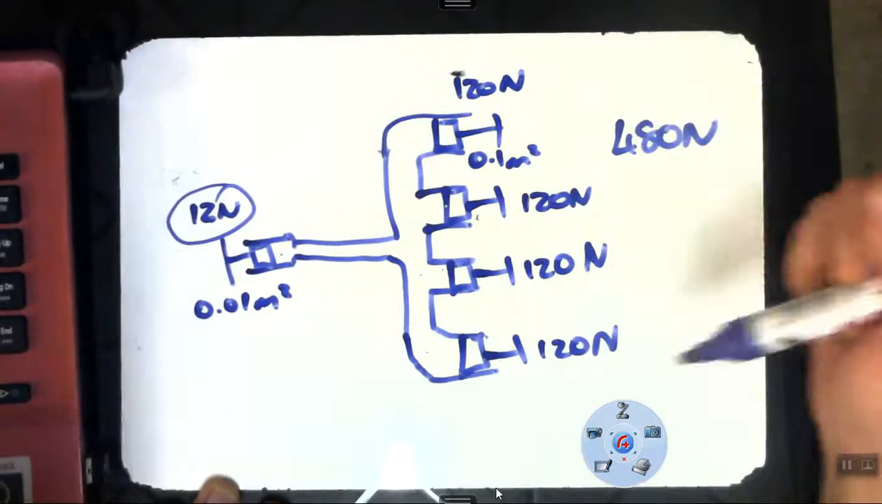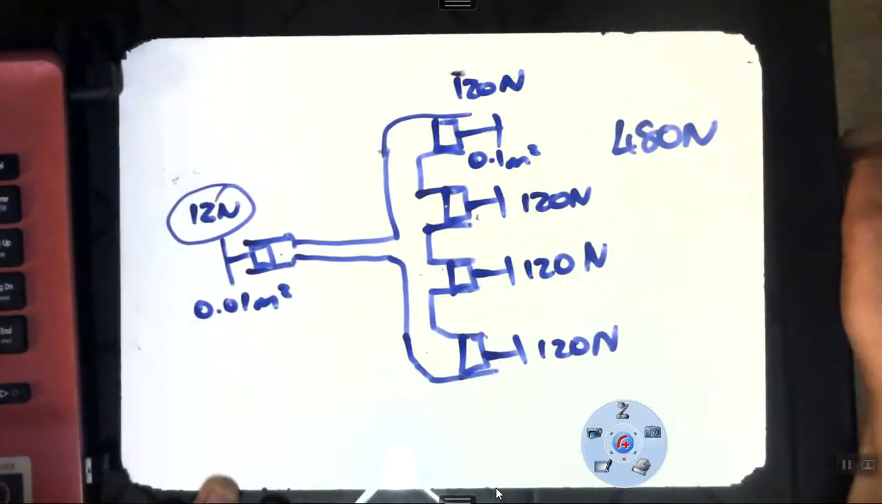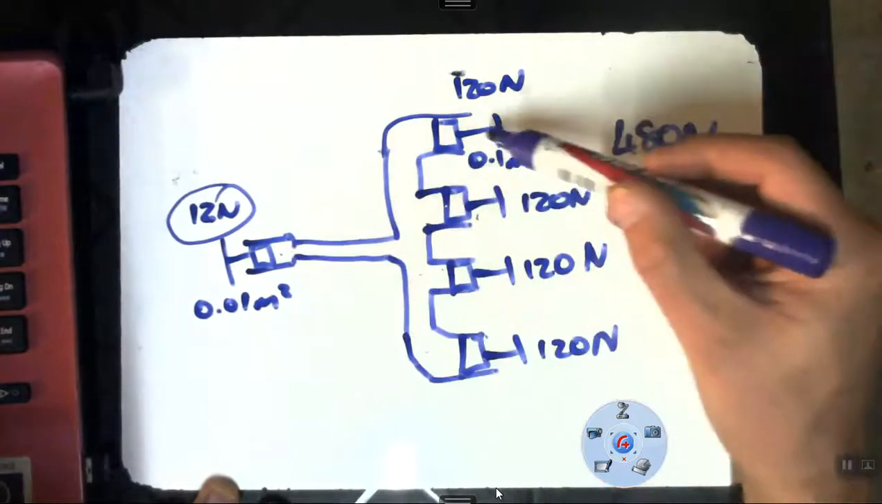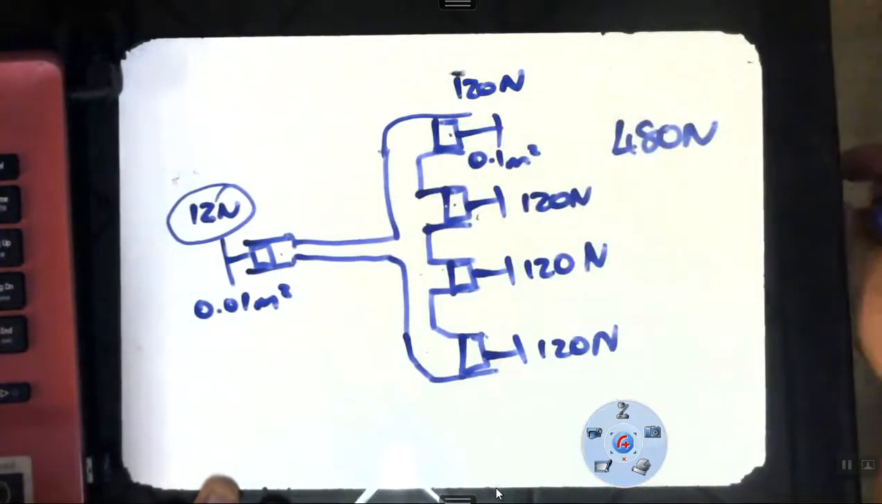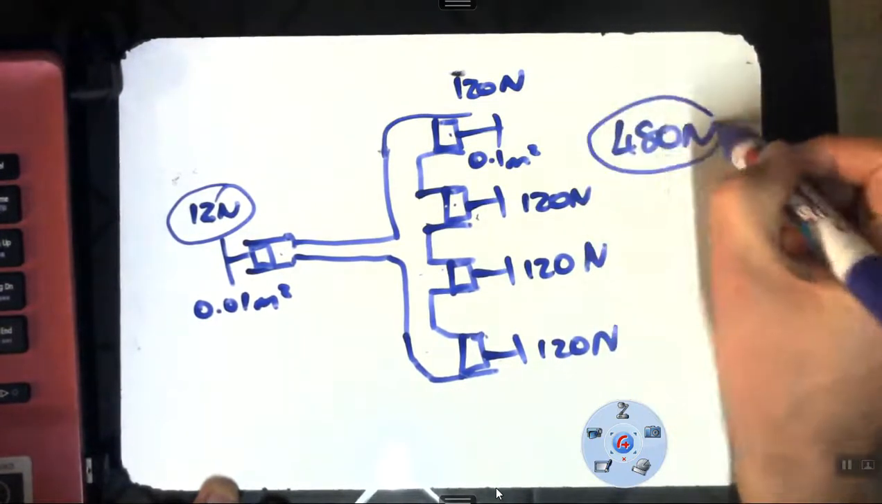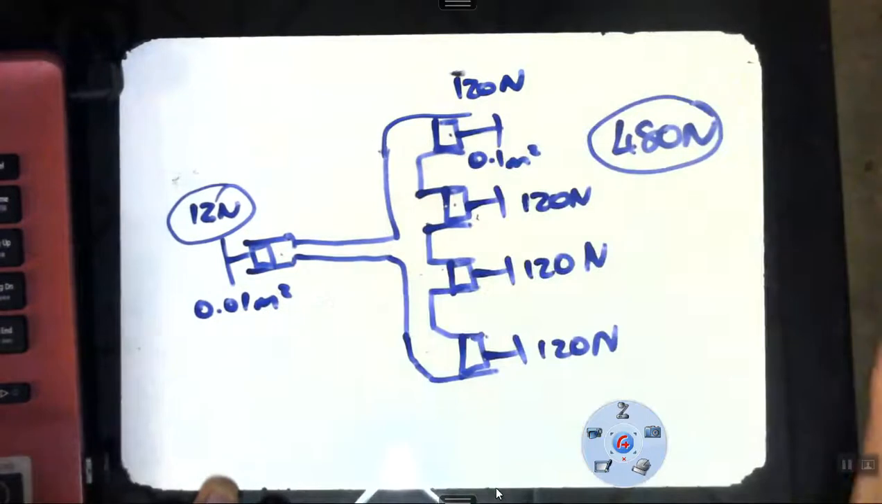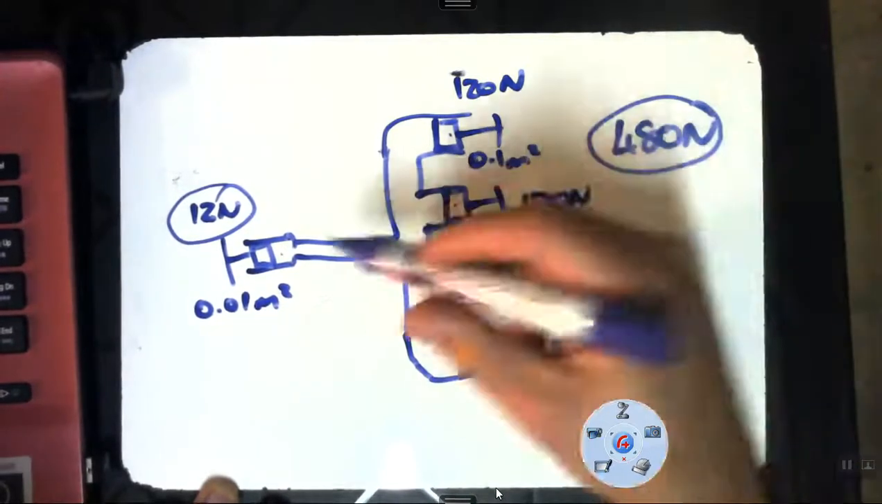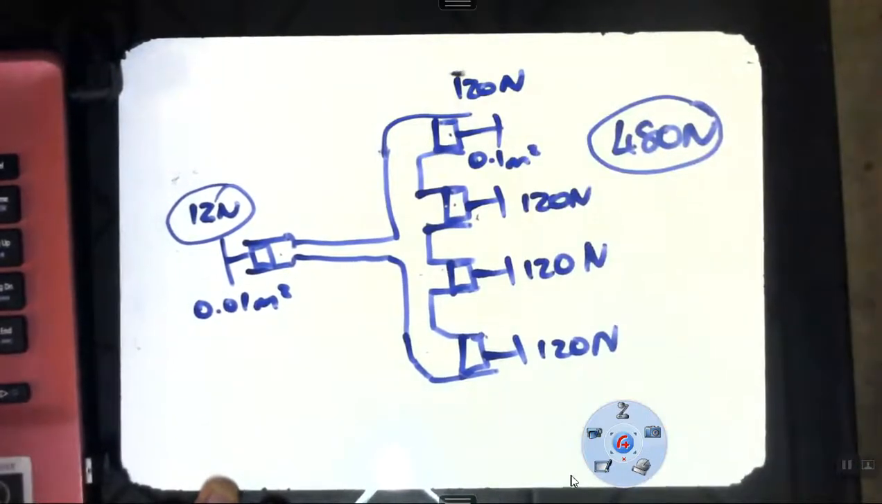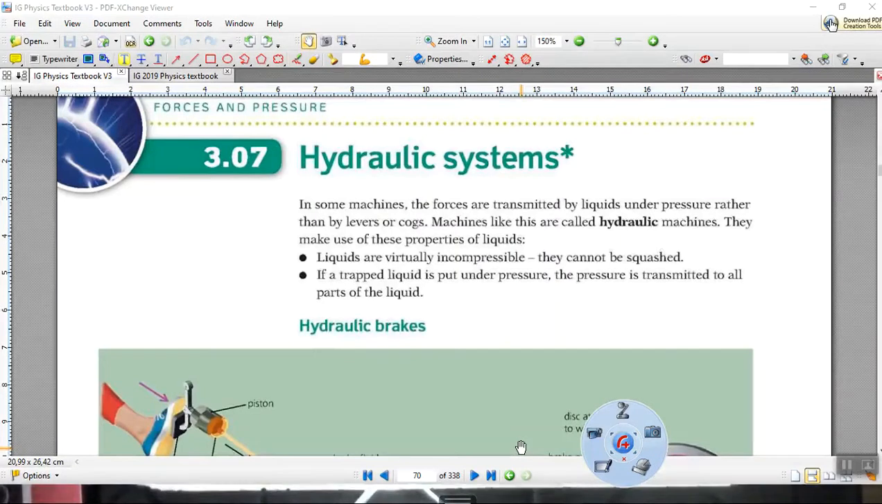Now obviously the amount of energy cannot be lost, so the amount of energy used here will also equal the amount of energy on this side. So there's no energy lost or created here, but by manipulating the area and the pressure, the force does get multiplied. So that basically covers the system.